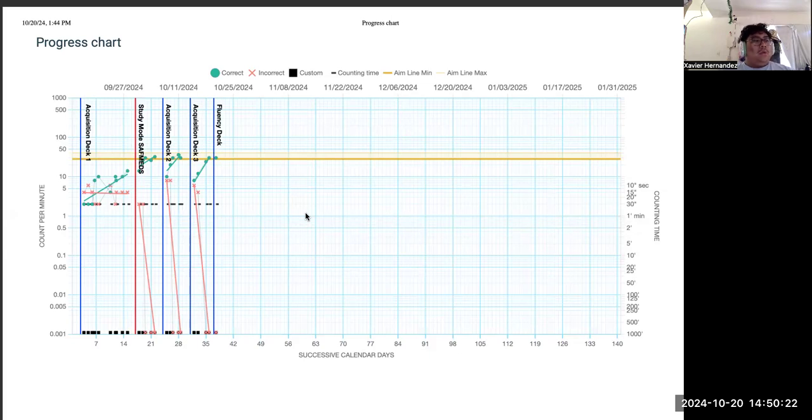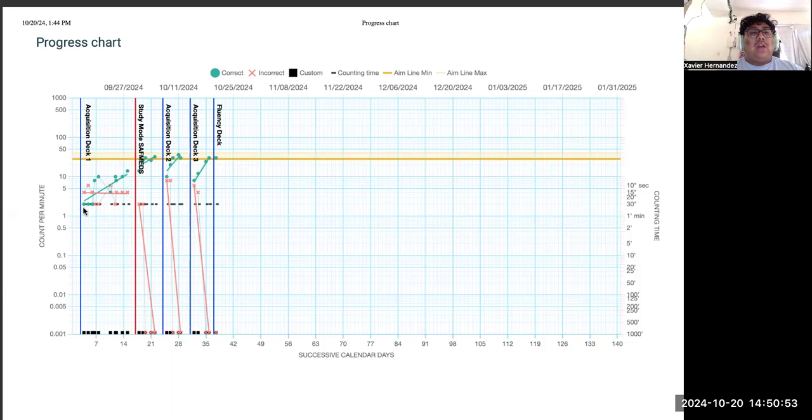So we could see that there has been progress being made when using StatsMed. We could see that I was having difficulties with acquisition deck one, transitioning to acquisition deck two. I had to put an intervention in between those because I was not making sufficient progress to hit the aim band.